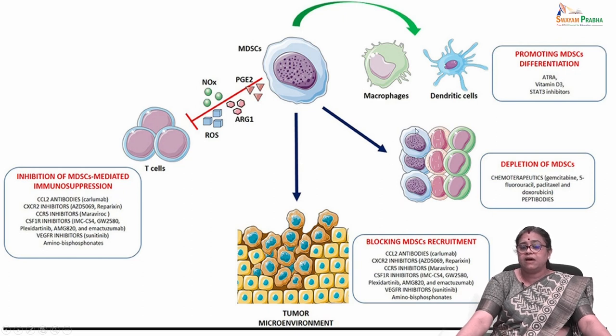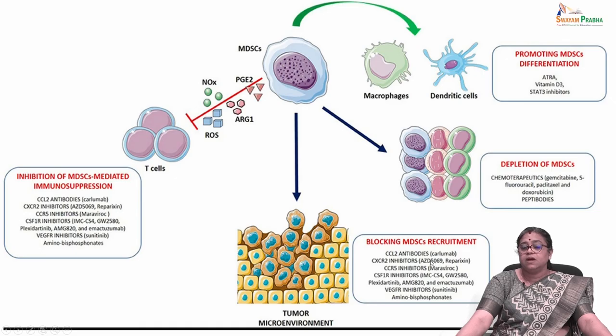Similarly, one could have methods to deplete this population. That is done by chemotherapy using several agents like gemcitabine, 5-fluorouracil, paclitaxel, doxorubicin. All these chemotherapeutic drugs can bring down or deplete this population. There is also a way to block the recruitment of these MDSCs into the tumor microenvironment by several agents. So we have the CCL2 antibodies, CXCR2 inhibitors, CCR inhibitors, several other VEGF inhibitors, and then you have the amino bisphosphonate.